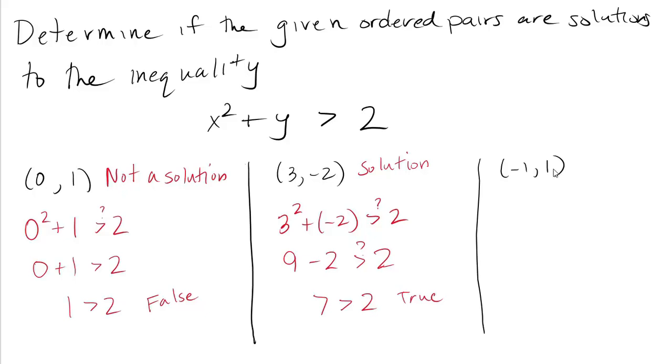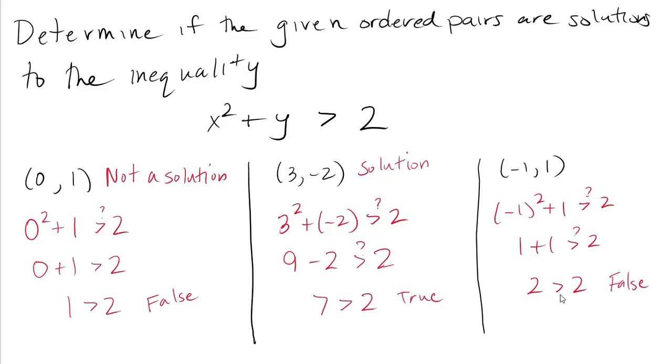What about negative 1, 1? Let's see, negative 1 in for x, 1 in for y. Is that greater than 2? Well, that's 1 plus 1. And the statement we get is 2 is greater than 2. And that's false. No number is greater than itself.